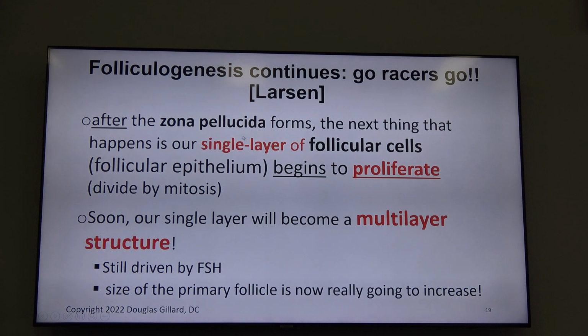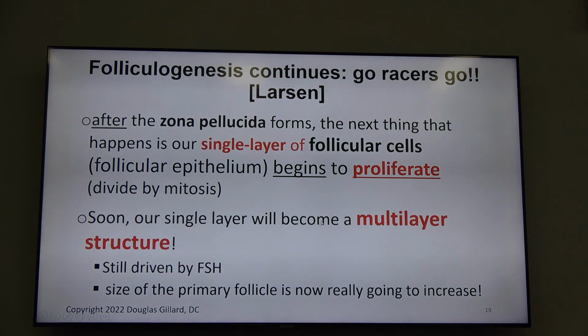Go Racers Go. Okay, so we're still growing. We're still trying to get big. So after the zona pellucida forms, that single layer of cells, the follicular cells, that's not enough to protect these cells that are getting so big. So we need to make that a multi-layer structure. So that's what happens next. So the follicular cells, those little cuboidal cells, they start splitting and splitting and splitting via mitosis. And pretty soon we don't have a single layer, we have a double layer, and then a triple layer, and then 4 and 5 and 6.